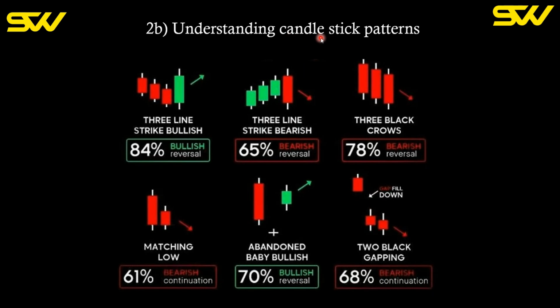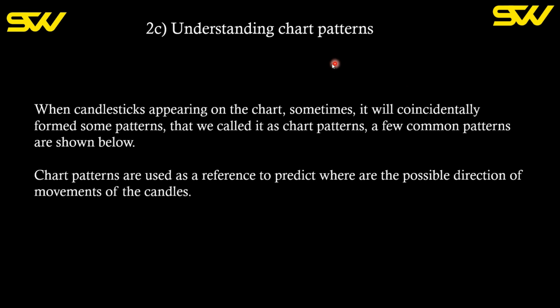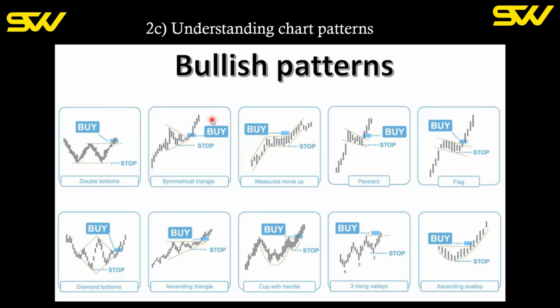Once you have understood candlestick patterns, as we zoom out even further, you are going to see chart patterns. So what does chart pattern mean? When candlesticks appear on the chart, sometimes they incidentally form some patterns that we call chart patterns. A few common chart patterns I'm going to show in the next few slides. Chart patterns are used as a reference to predict the possible directions of movement of the candles. So let's move on to some patterns.